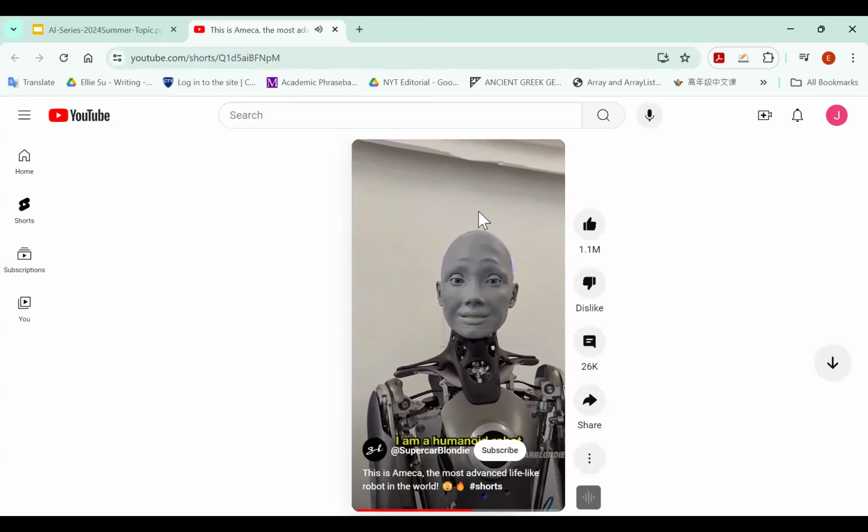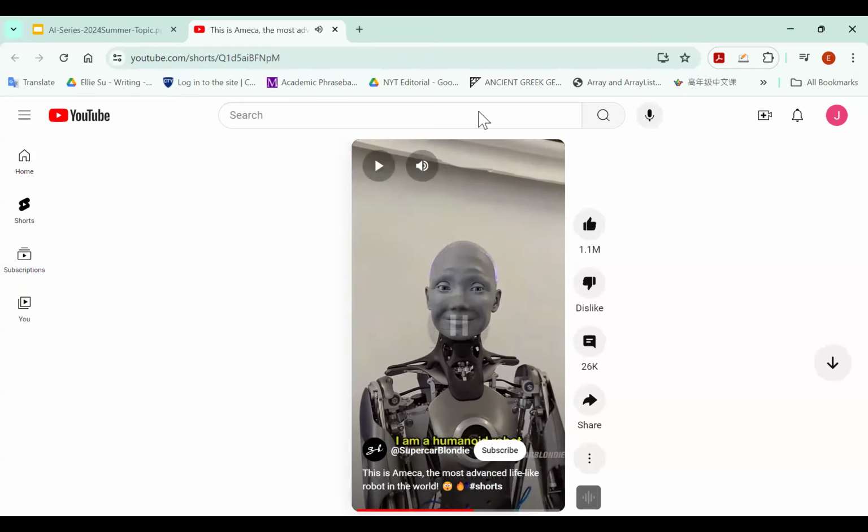I'm a humanoid robot. So as you can see, this robot can respond to basic questions and even move its face and know its surroundings. For example, when the person waves, the robot waves back.